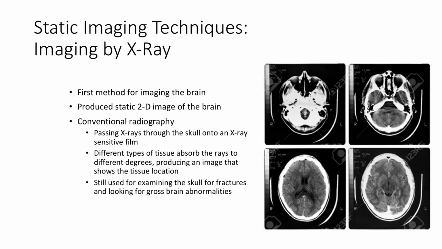As you can see in these images, the bone is very white, the brain tissue is a little darker, and the ventricles are even darker. The one thing I wanted to point out is that the gray matter and white matter almost look the same. So it's very hard to differentiate between gray matter and white matter brain tissue.